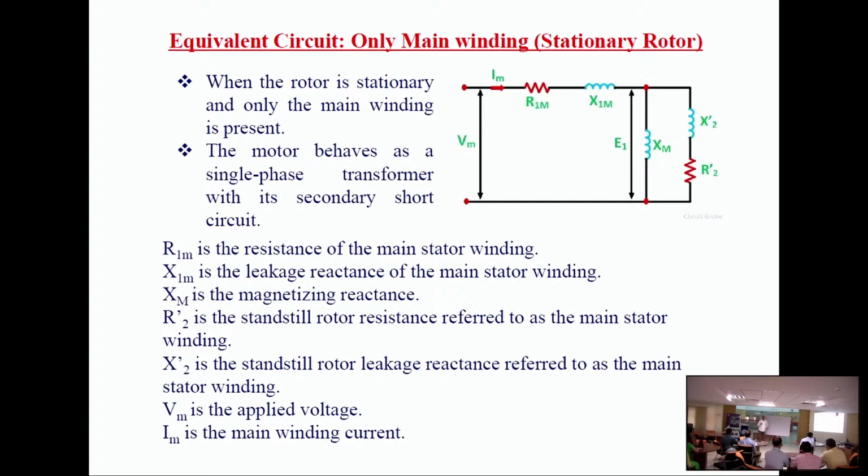Rotor circuit, rotor induced EMF, rotor current. So whatever is the EMF divided by impedance. Here E2, this is R2, this is X2. So R2, X2. The current is I2.